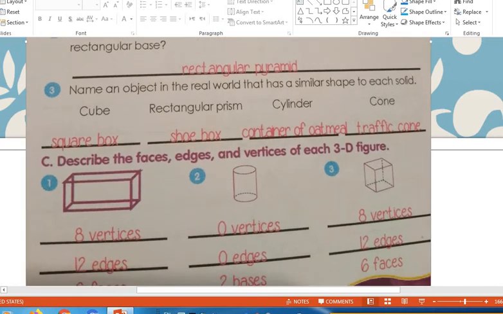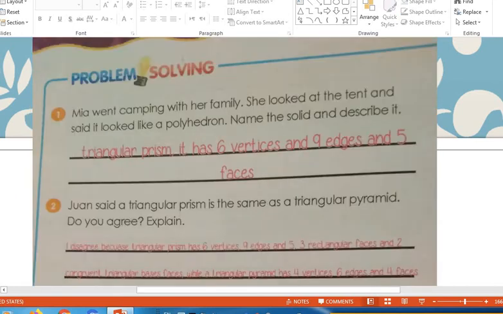Let's go to another problem solving. Maya went camping with her family. She looked at the tent and said it looked like a polyhedron. Name the solid and describe it. Triangular prism. The tent, triangular prism, it has 6 vertices and 9 edges and 5 faces.